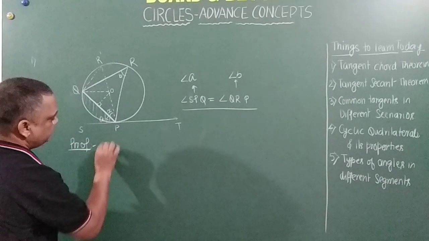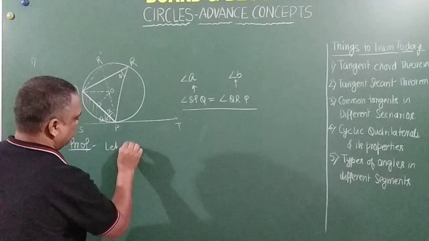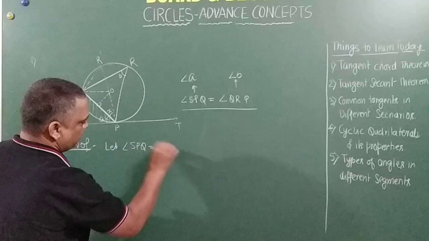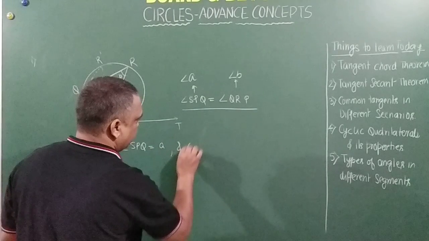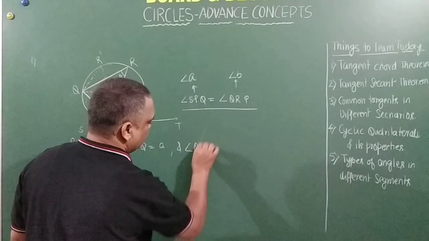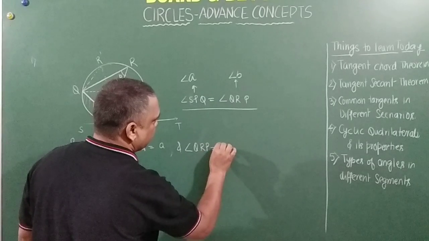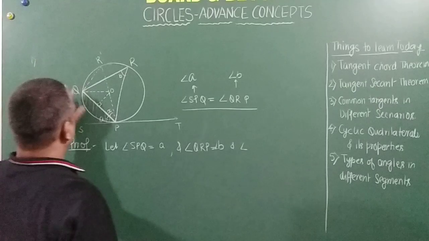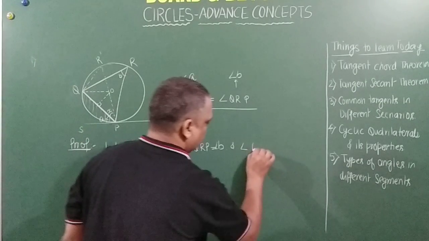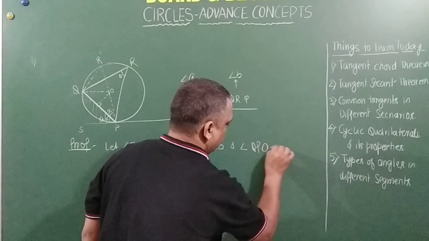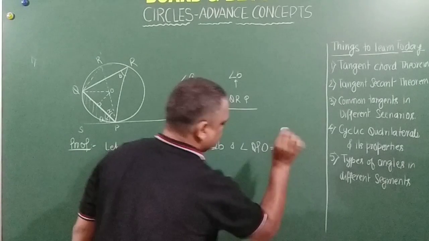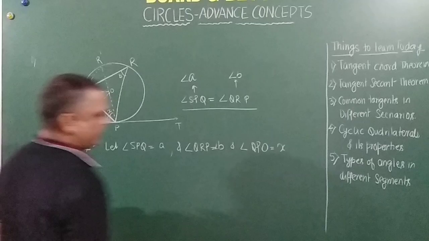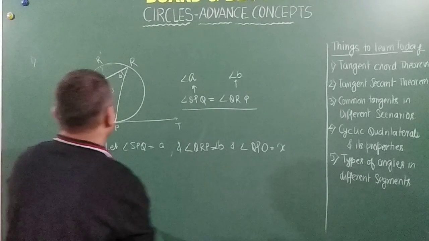Proof. Let angle SPQ be equal to A, angle QRP be equal to angle B, and angle QPO be equal to angle X. Right friends? So these are the assumptions that we have made. Assumption in the sense that these are the notations that we are going to use further.